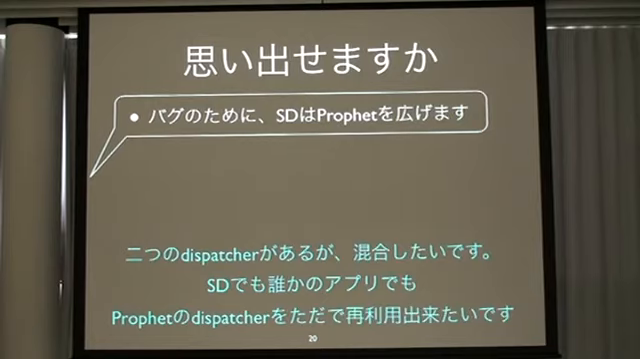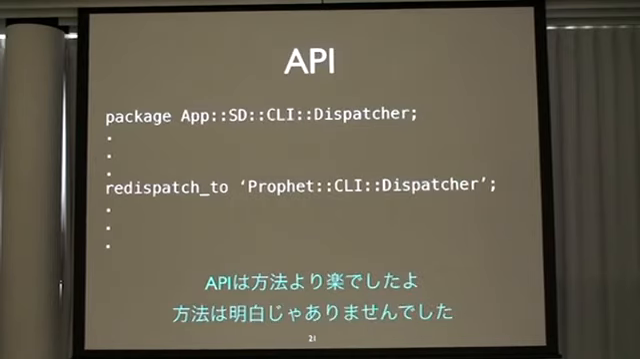So I told you that SD was built on top of Prophet, and that means there are two dispatchers because SD has a dispatcher and Prophet has a dispatcher for the command line interface. So we need one way to combine them into one dispatcher to make it really easy for applications to reuse Prophet's dispatcher rules. So things like help come for free. So this is what the external API looks like, which is pretty simple. That's probably about as complicated as it needs to be. But that's the easy part. The tricky part is making this actually do something resembling correct behavior.